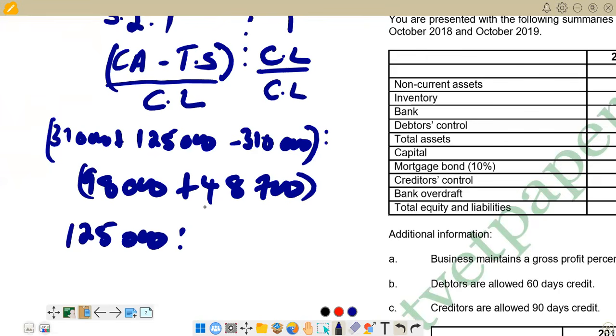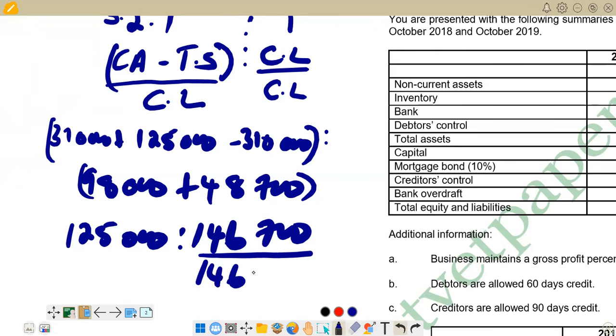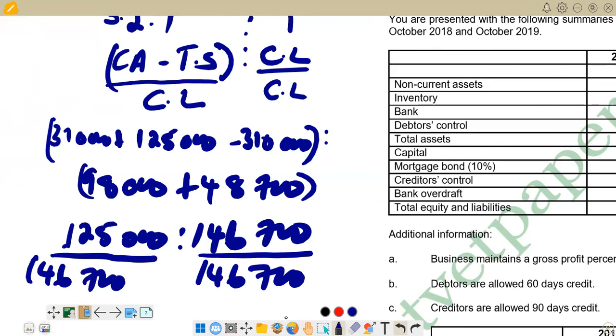Let's try to see what we get there. If we say 98,000, and then we add 48,700, you are going to get 146,700. So here we have got 146,700. Remember, this side we are going to leave it as expressed to the ratio of 1. So we divide by 146,700 both sides.